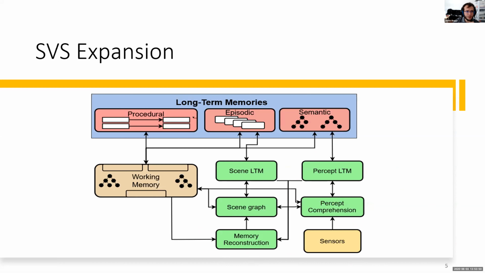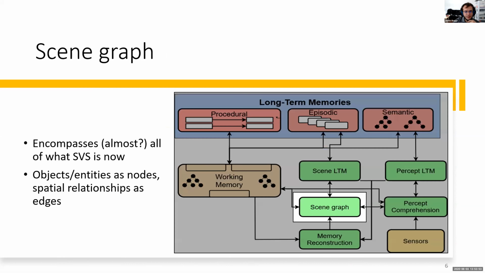So I'll just go through these one by one and outline what I'm thinking. So the scene graph, as I just mentioned, is mostly just what SVS is. It has objects or entities as nodes, spatial relationships as edges. We may or may not want to include certain kinds of information tags on nodes. But also importantly, it should be able to talk with a variety of different other SVS elements. So the long-term memory: it should be able to store and retrieve things from long-term memory. And it should be informed by percept comprehension, like what it's seeing from the sensors, which would be additions to SVS as it stands.